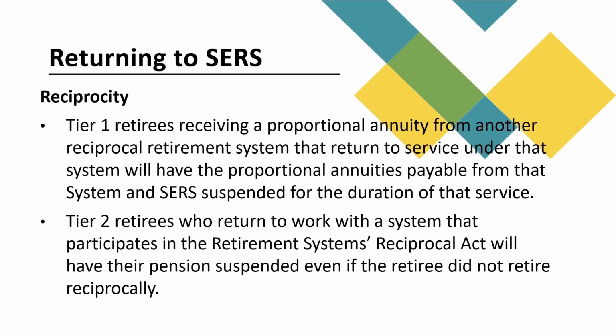For Tier 1 retirees, receiving a proportional annuity from another reciprocal system that returns to service under that system will have the proportional annuity payable from that system and SERS suspended for the duration of that service. Tier 2 retirees who return to work with that system that participates in Retirement Systems Reciprocal Act will have their pension suspended even if the retiree did not retire reciprocally.